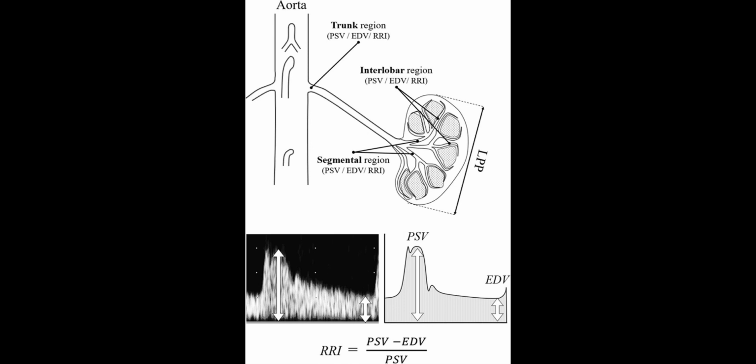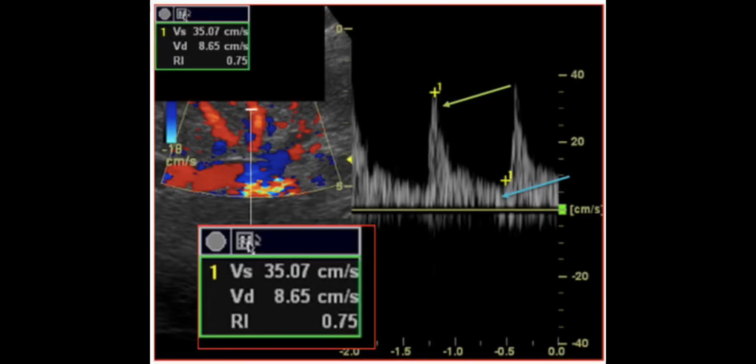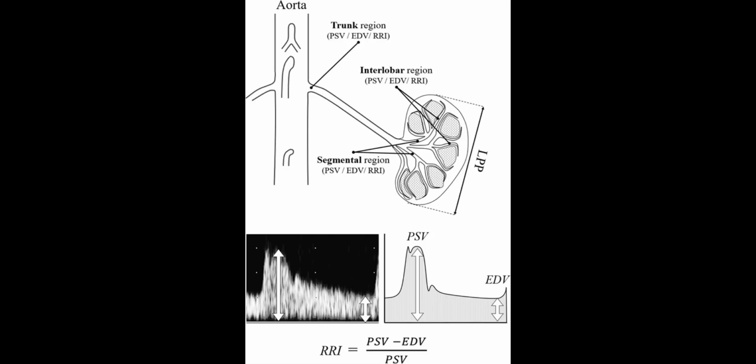So when this happens, the resistive index, which we calculate by measuring the arterial waveform throughout the cardiac cycle, is calculated as the peak systolic velocity minus the end diastolic velocity, divided by the peak systolic velocity. The normal range for the renal resistive index is 0.5 to 0.7. This is the normal range. But the area of the kidney in which we measure it is also important.